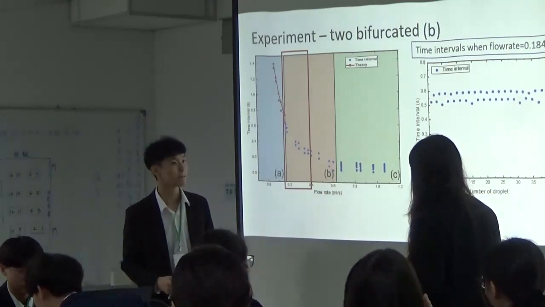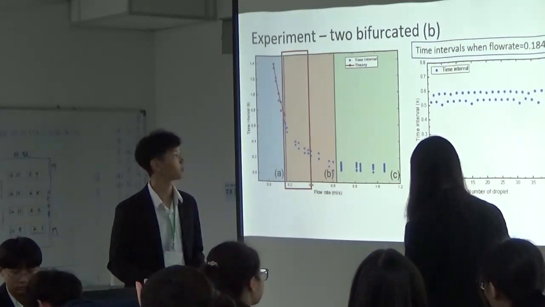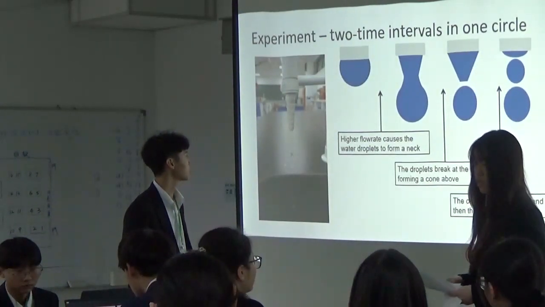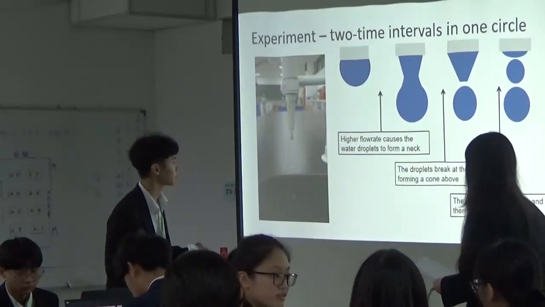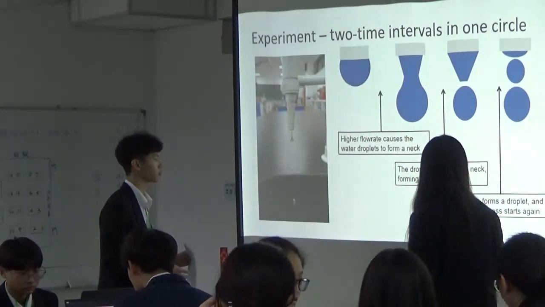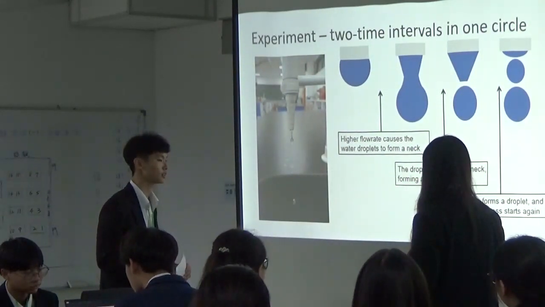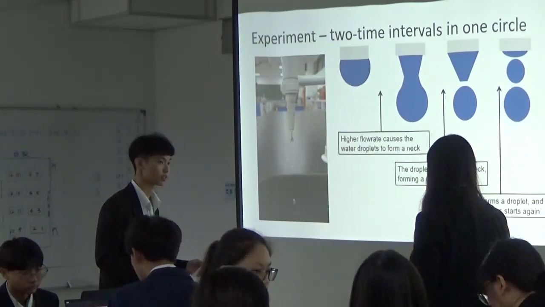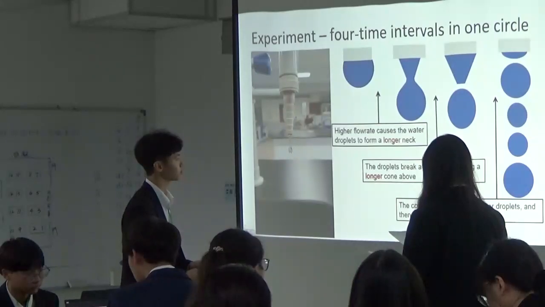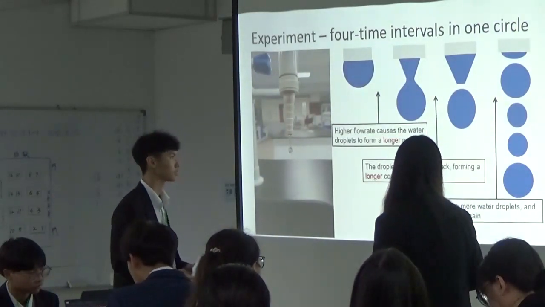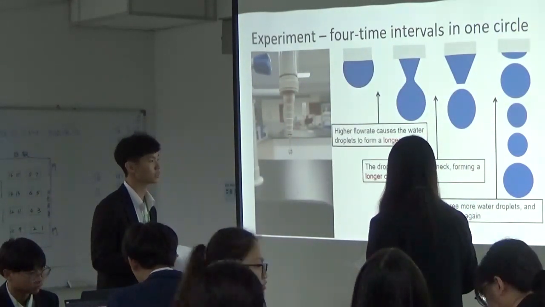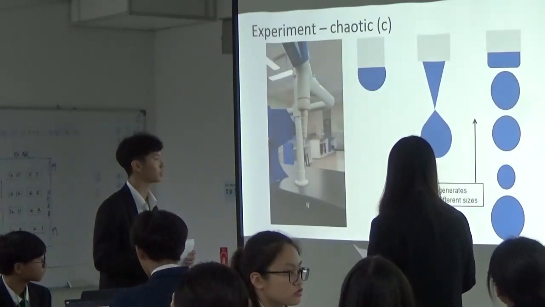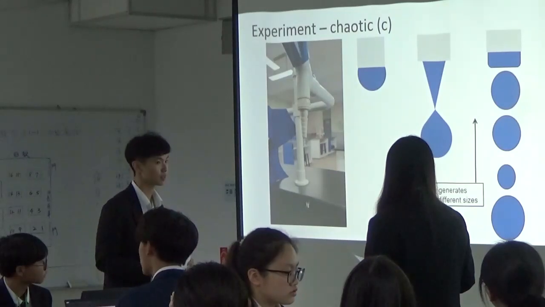How do you know that if the flow rate increases, the chaos will also increase? Because we did our experiments and found that when the flow rate increases, the pattern will become chaos, because it is different from the reference case, the map of the reference case.